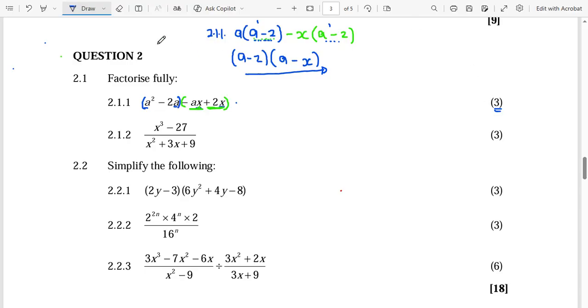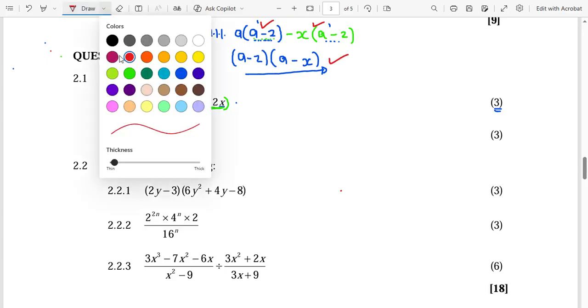In this one, you'll definitely get a mark for taking a out as a common factor there, and you'll definitely get a mark for taking minus x out as a common factor there, and they'll give you the last mark for the answer.